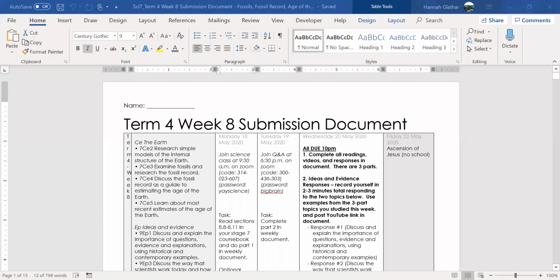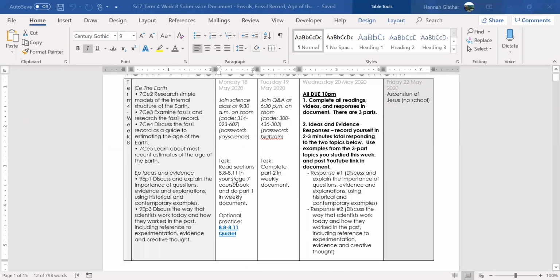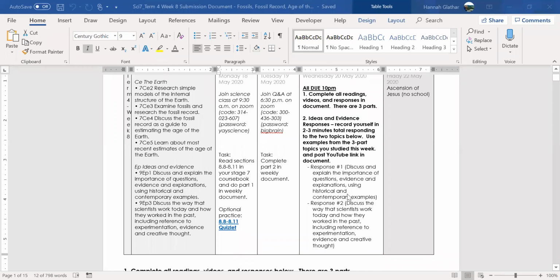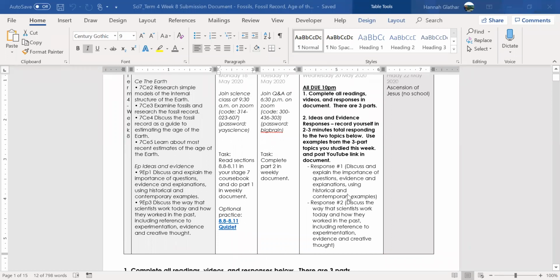All right, so like I said earlier, there's still a document you submit on, but it's not the same kind of format with the field journal and the labs. This week is different, and it will look different, kind of content. So still learning some about the Earth, but we're going to look at the internal structure, fossils, and some about the age of the Earth and how people estimate that.